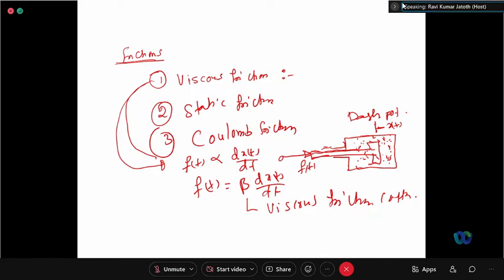Now the body is in movement. Does any friction exist or not? Yes, there exists some friction. That friction is called viscous friction. So in control systems, we assume that the body is in motion and we assume static friction is 0. We consider the friction which exists when the body is in movement while modeling it. That is modeled by using an element called a dash pot.